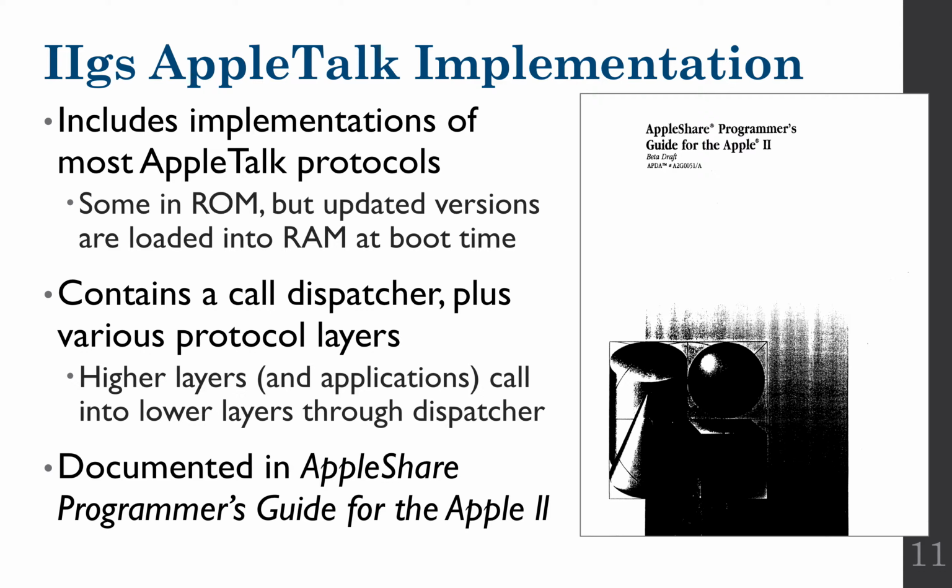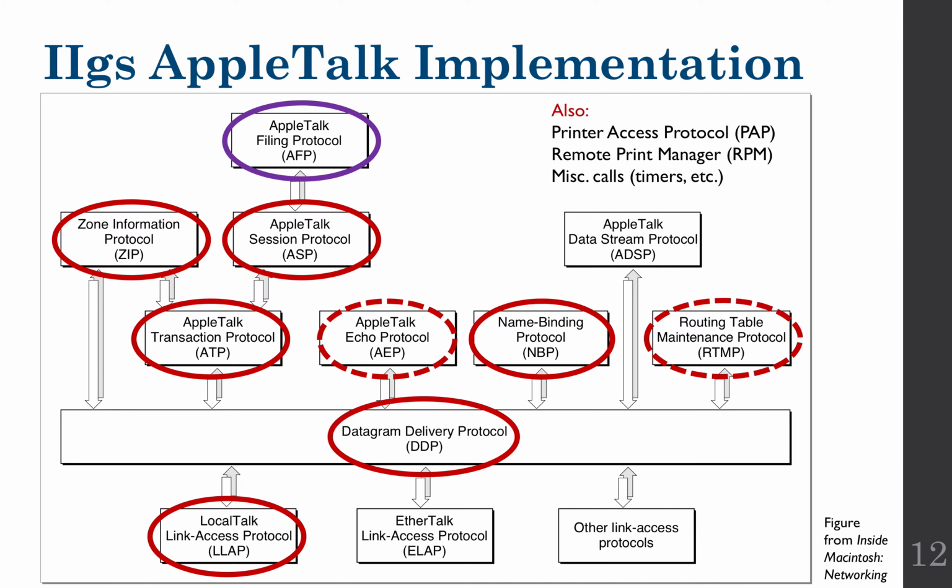This stuff is all documented in a book called the AppleShare Programmer's Guide for the Apple II, which was available from AppleDA. So if you want to work with this, you really need to get a copy of that book. Now to show the actual protocols that are implemented in the IIGS AppleTalk implementation, all these things with red circles are implemented by the IIGS. The ones that are dashed here are implemented but don't really have any calls to make to them because they're pretty simple protocols, at least from the client side, that you don't really need to make calls for directly.